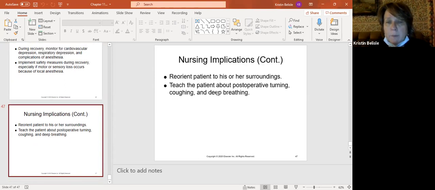Always reorient your patient to his and her surroundings. Teach the patient post-op turning, coughing, and deep breathing. Teach them post-op, because we're going to prevent post-op pneumonia. We need everything to wake back up so that they can breathe and everything will be good again. Always reorient the patient, because they're going to wake up and be a little disoriented, and they need to know it's okay. So you might have to do that several times because of being under anesthetic.